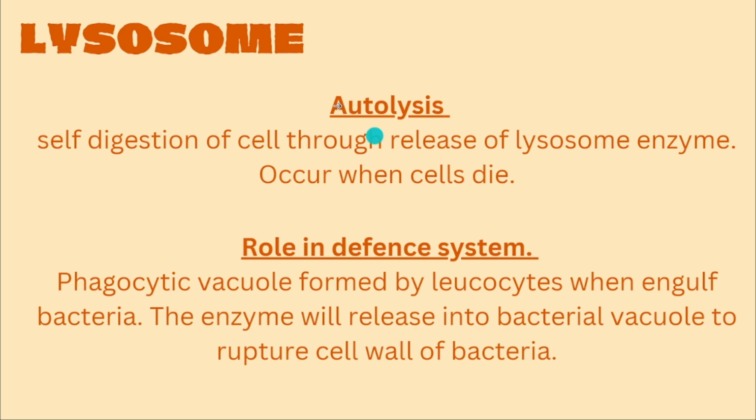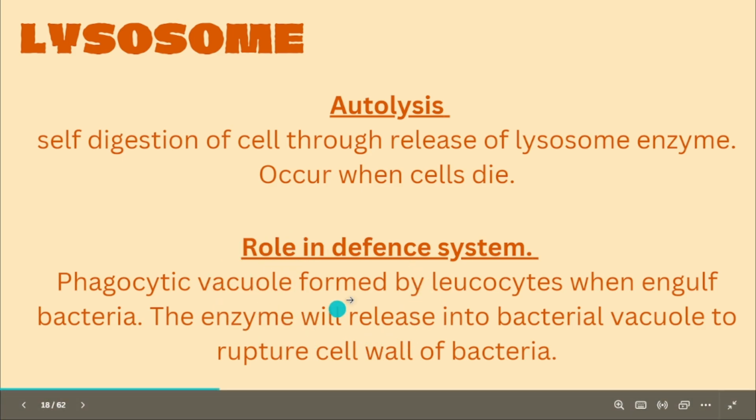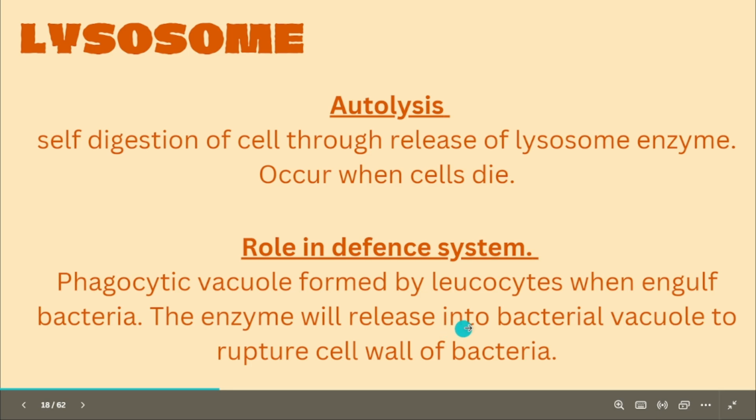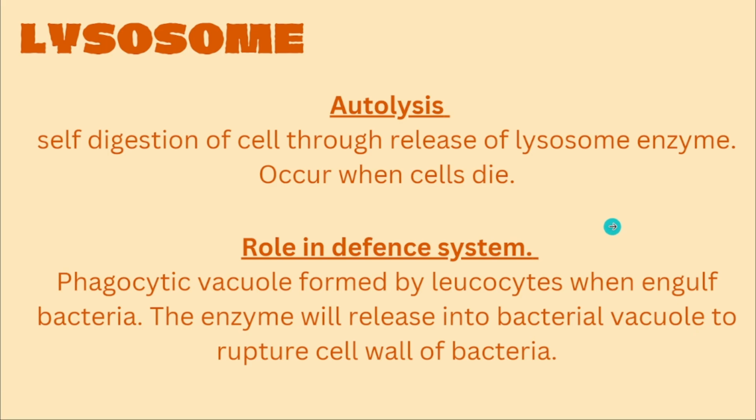So how to remove it? The lysosome will take place in the cell digestion. The cell that still contains lysosomes starts to release all the enzymes to make the cell die directly. This we call autolysis. Normally, the function of the lysosome in humans is to play a role in the defense system. The phagocytic vacuole formed by the leukocyte that engulfs bacteria will fuse with the lysosome, and the enzymes will be released to kill the bacteria.